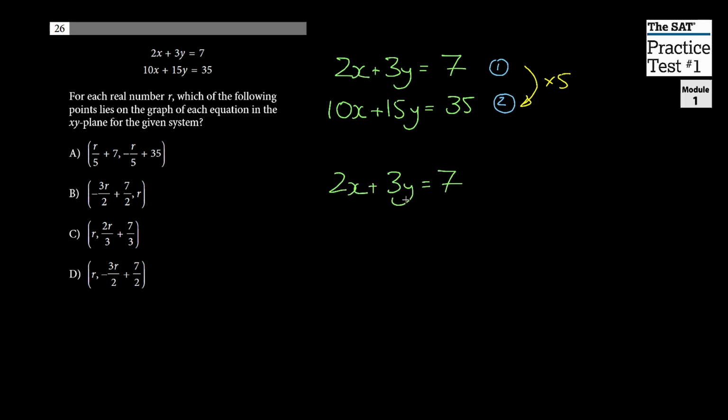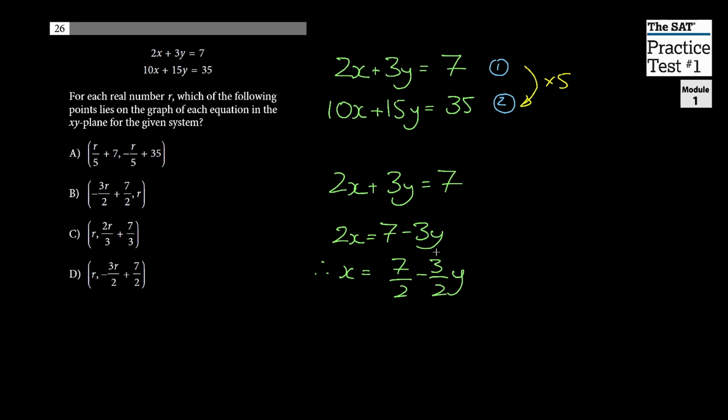So to investigate this further and get towards the answer that they want, let's make x the subject. That will give me the corresponding y value. So I get 2x is equal to 7 minus 3y, and therefore x is equal to 7 over 2 minus 3 over 2y.